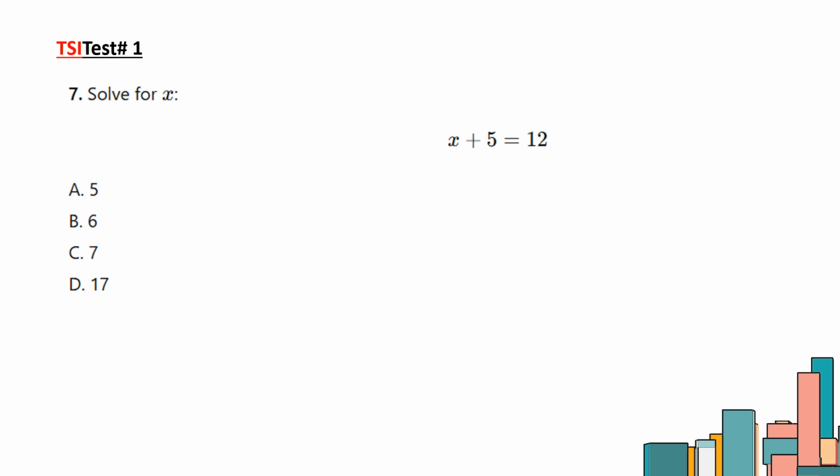Number 7, solve for x. So as we know, the tip here is you see positive, you do negative. You do the opposite of what you see with the same amount and then do the same for both sides. Okay. So on the left hand side, this is called the left hand side, that equals the right hand side. Okay. So on the left hand side, we have 5 minus 5, that's gone. We isolate x, and then we have 12 minus 5 is 7. Then x equals 7 is the correct answer.